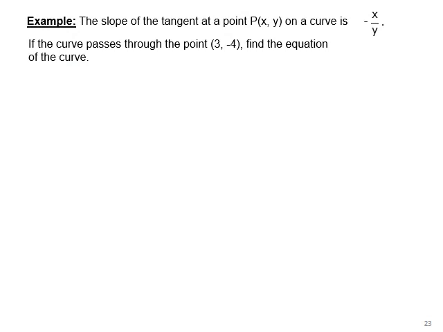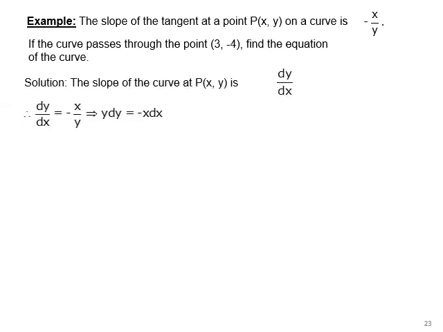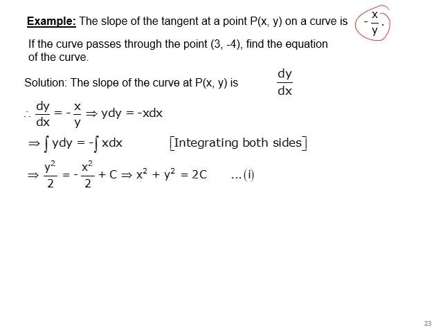Another example. The slope of the tangent at a point (x, y) on a curve is minus xy. It means dy over dx. Tangent, or slope, or gradient is dy over dx. If the curve passes through the point (3, -4), find the equation of the curve. As you know, dy over dx equals minus x over y. He gave it to me in the question. Cross multiply, integrate. This is separable, easy and direct. I got the implicit solution in this way.